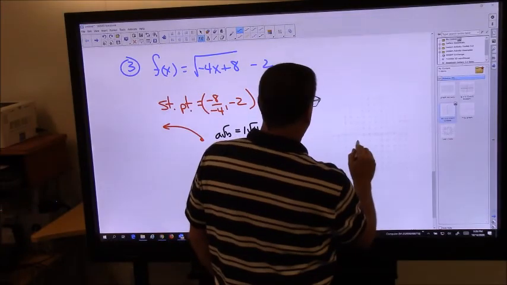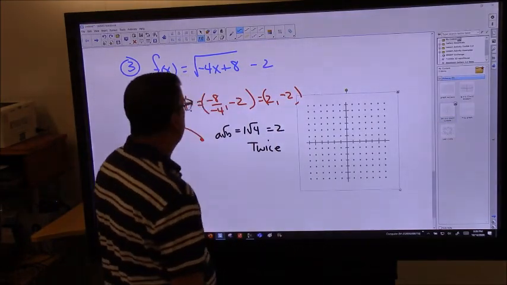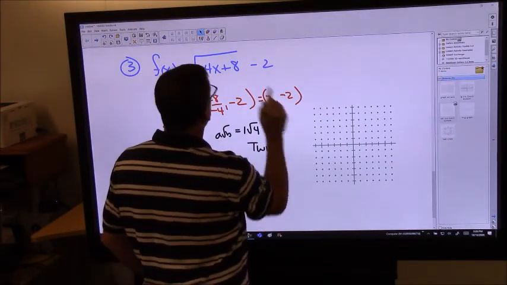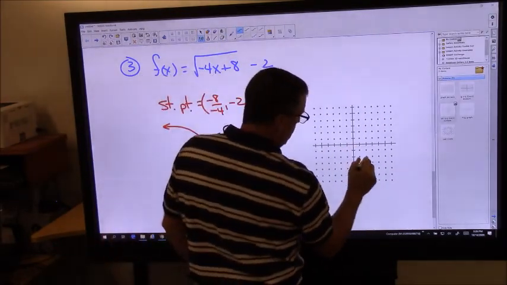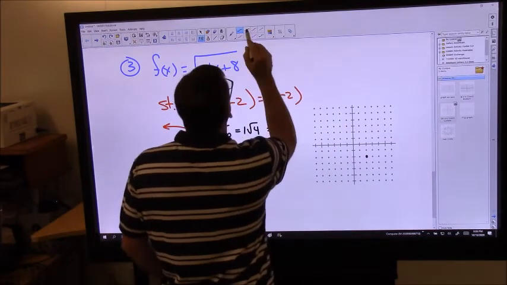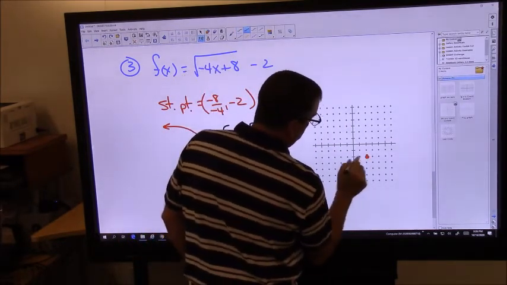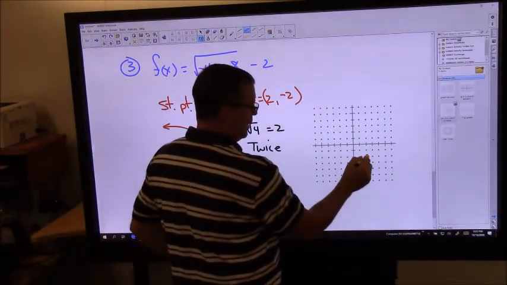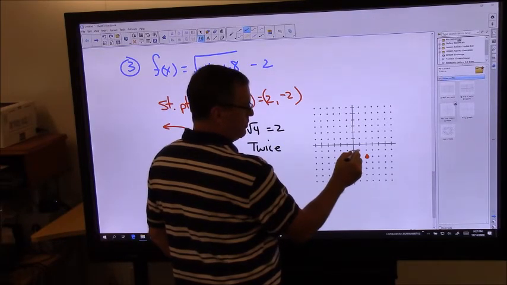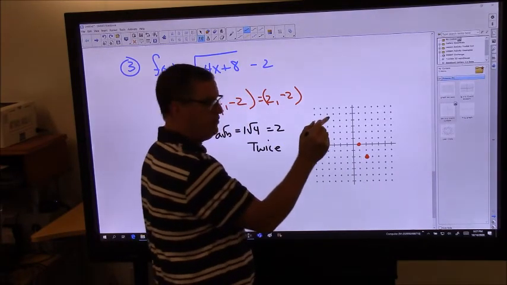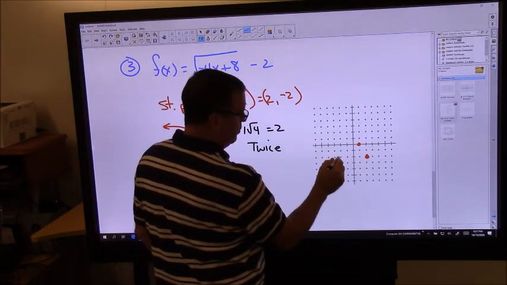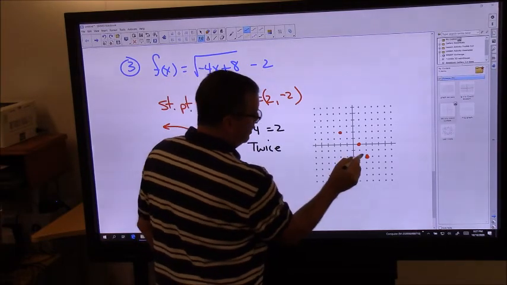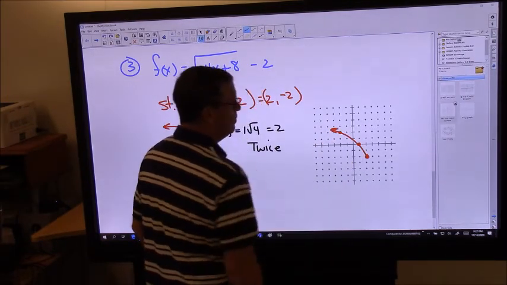And so now I'm ready to graph this. Starting point is at 2 comma negative 2. So 2 comma negative 2, it's right there. And we're going up and to the left. So if I go over 1 unit, 1 squared is 1, but I need to go twice as far as what's normal. If I go over 4 units, the square root of that's 2, but I'll go twice as far as what's normal. And I'm just going to stop right there. There's my graph.